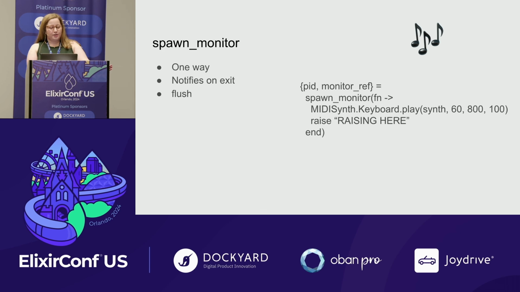We're going to talk about monitors just very, very quickly. You can spawn a monitor to kind of monitor a function. You don't really do this in practice because agents and gen servers and supervisors, all that does that for you in tasks. But you can spawn a monitor. It's only one way. It notifies you on exit, and then you can flush it to actually get the down message. So in this case, spawn monitor takes in an anonymous function. We're going to raise here just for our example, and you return a tuple of a PID and a ref.